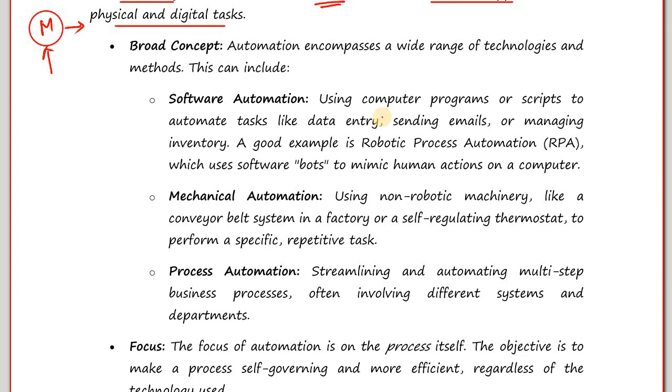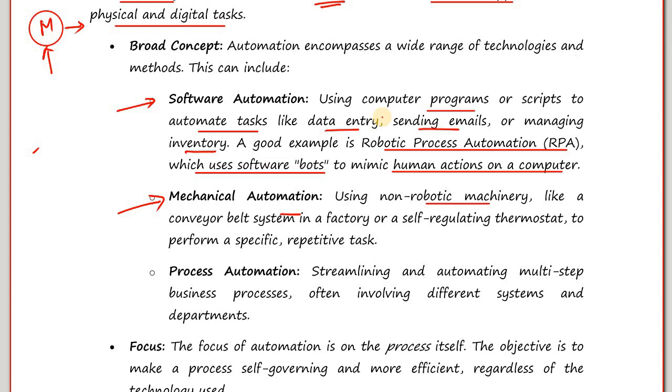Let us first talk about software automation. What's that? So, you see, using computer programs or scripts to automate tasks like data entry, sending email or managing inventory. Now, a good example is robotic process automation, RPA, which basically uses software bots to mimic human actions on a computer. Next, we have mechanical automation. What's that? So, basically using non-robotic machinery like a conveyor belt system in a factory or a self-regulating thermostat, we can perform a specific repetitive task.